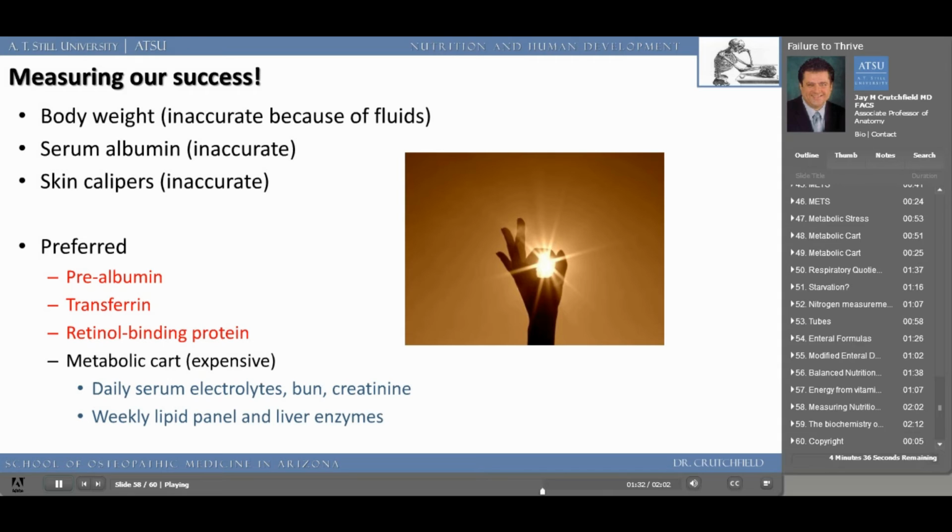You should measure daily serum electrolytes, a BUN, and a creatinine on any patient who has total parenteral nutrition. And you should measure liver enzymes and a liver panel about once a week to make sure you're not overfeeding your patient with too many lipids and causing a fatty liver. The take-home message is don't use albumin and don't rely on a daily weight to give you an accurate indicator of the nutritional assessment of your patient.